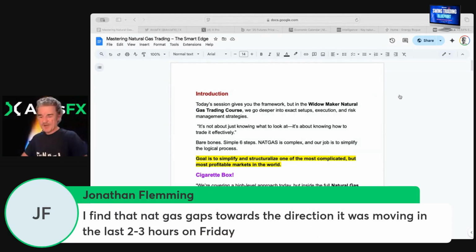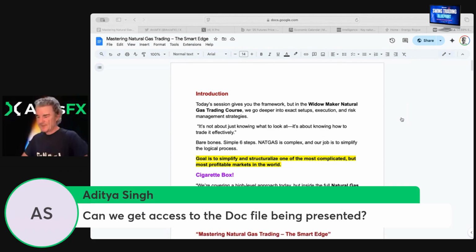So, Jonathan, you find that natural gas gaps towards the direction it was moving in the last 2 or 3 hours on a Friday? Yeah, definitely gaps on a Friday, Jonathan. Depends on your trading strategy. Normally you would try and be out of the market by the weekend. I often hold my natural gas contracts over the weekend. I'm not too worried about short-term weather volatility because I'm a swing trader. But if you're a day trader, you'd be out of the market most of the time.